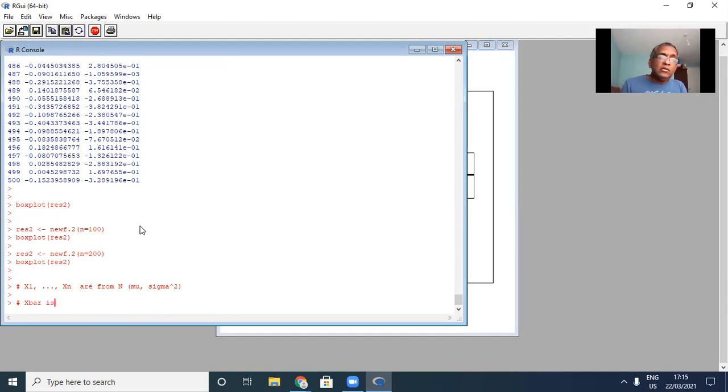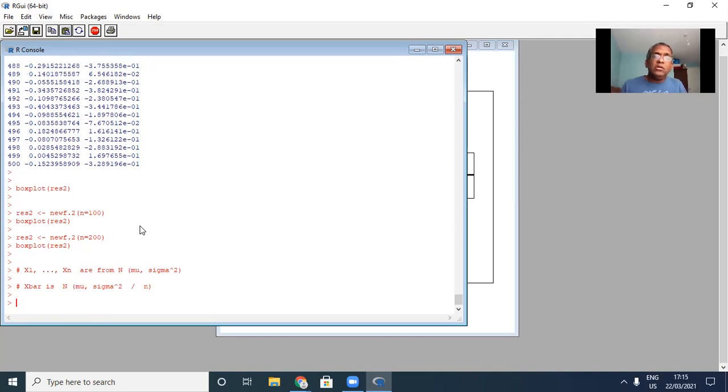The sample mean is also normal with parameters. Do you remember this result? I talked about it in the class some time ago, I think in the video on the normal distribution. If you don't remember it, go back to that video and you will see this result: the sample mean of a sample from a normal distribution is also normal with mean equal to mu and variance equal to sigma squared by n.